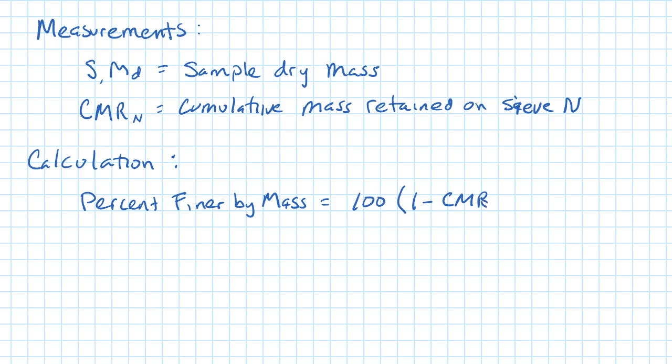To determine the percent finer by mass for each grain size, we'll use the following equation, where the percent finer by mass is equal to 100 times the quantity 1 minus the cumulative mass retained on a given sieve divided by the dry mass of the soil.